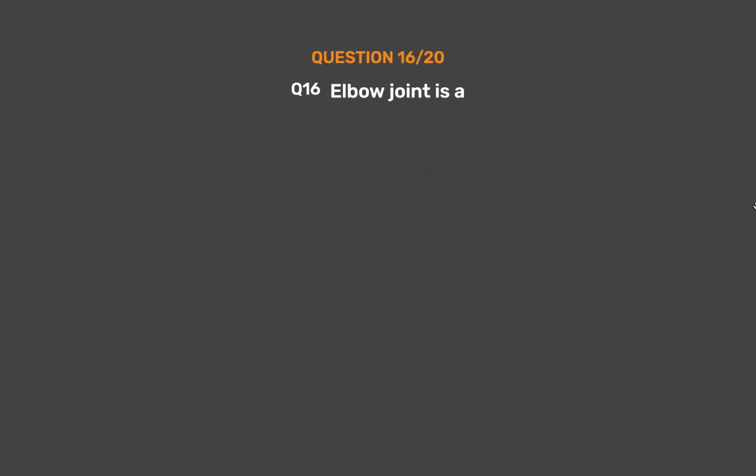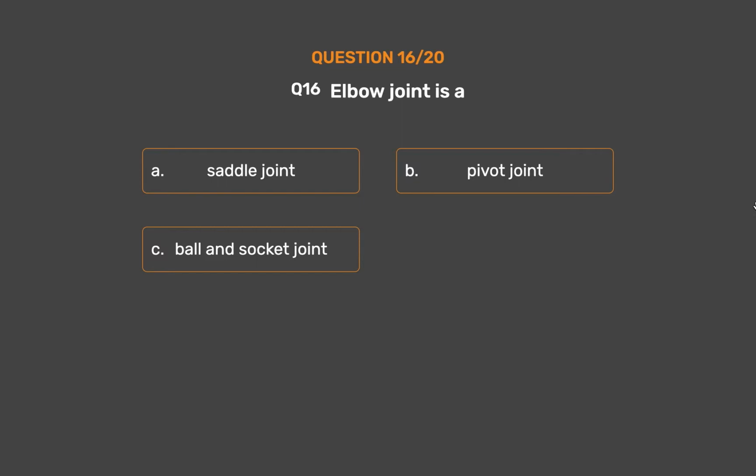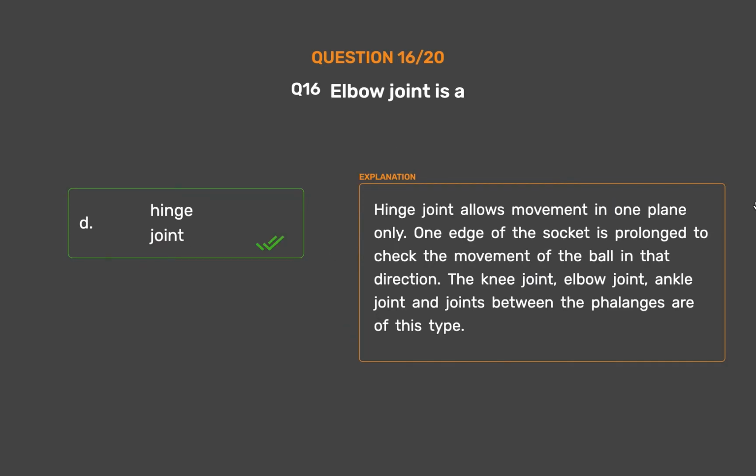Question number 16. Elbow joint is option A, saddle joint. Option B, pivot joint. Option C, ball and socket joint. Option D, hinge joint. The correct answer is option D, hinge joint. Hinge joint allows movement in one plane only. One edge of the socket is prolonged to check the movement of the ball in that direction. The knee joint, elbow joint, ankle joint and joints between the phalanges are of this type.